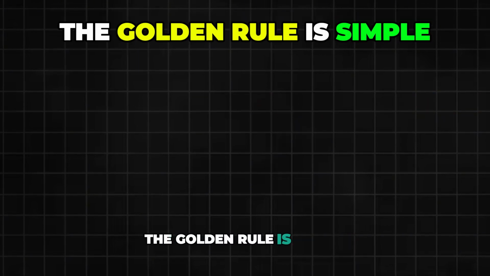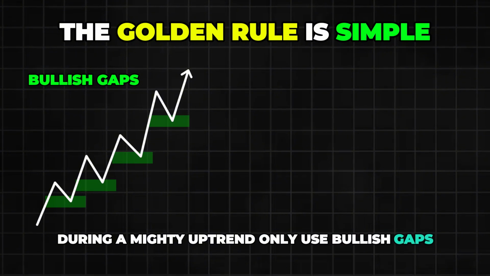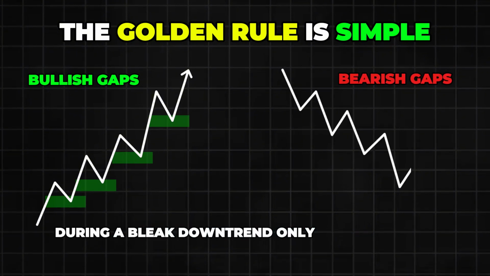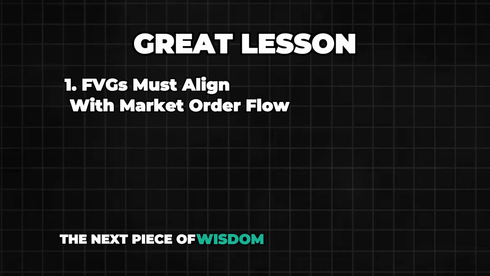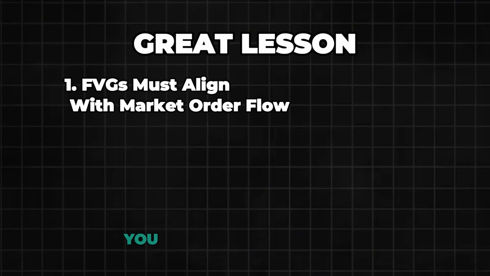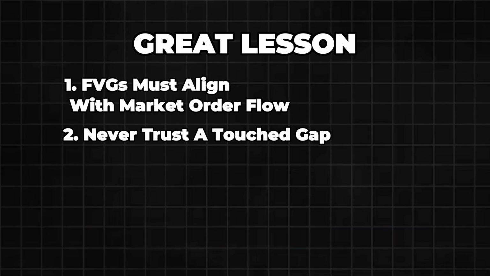The golden rule is simple. During a mighty uptrend, only use bullish gaps. During a bleak downtrend, only trade bearish gaps. Moving further along our journey, the next piece of wisdom is highly cautionary. You should absolutely never place your faith in a gap that has already been touched by the price.